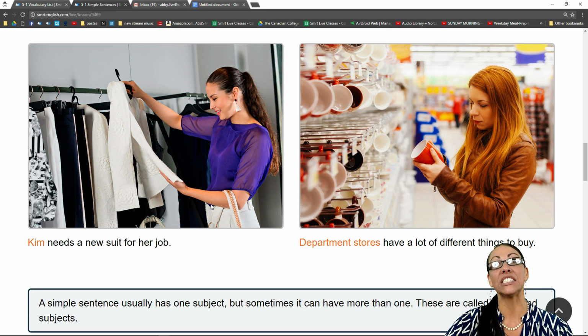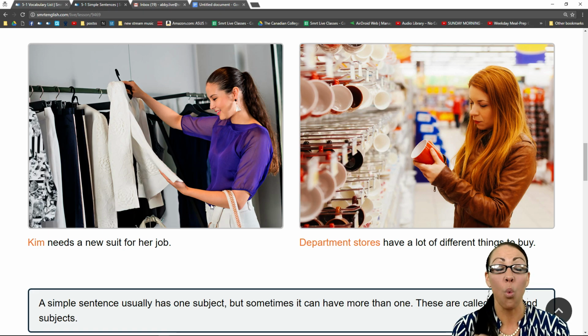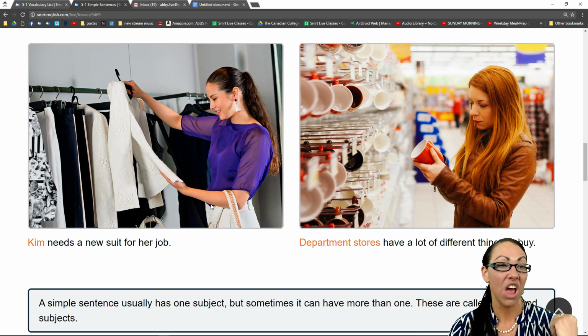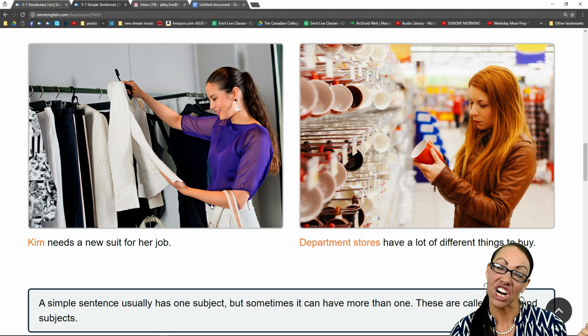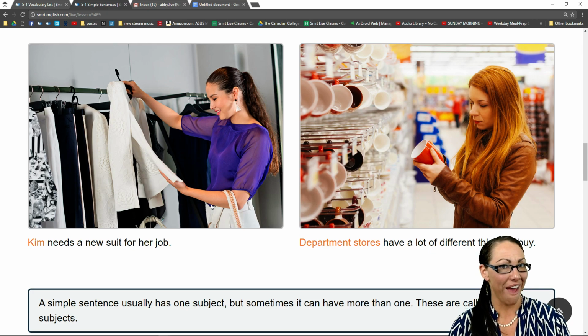So Kim is the subject, who we're talking about. Don't be confused and think, well, maybe suit, maybe the article or the type of clothing is the subject. Kim. Kim is the most important part and therefore the subject of this sentence, because Kim is who we are talking about, and then what she is doing. She needs a new suit for her job. And in our picture here, she is shopping for a new suit and will of course try it on.